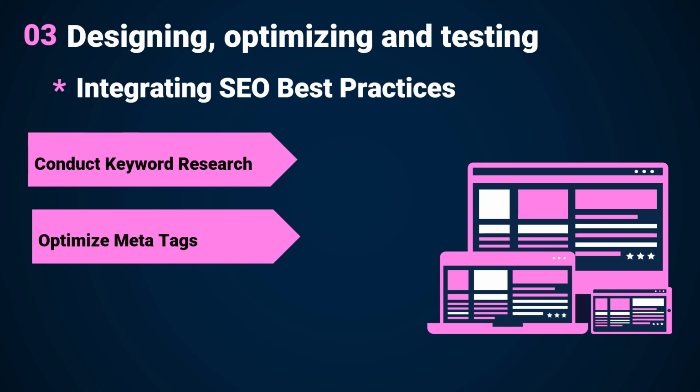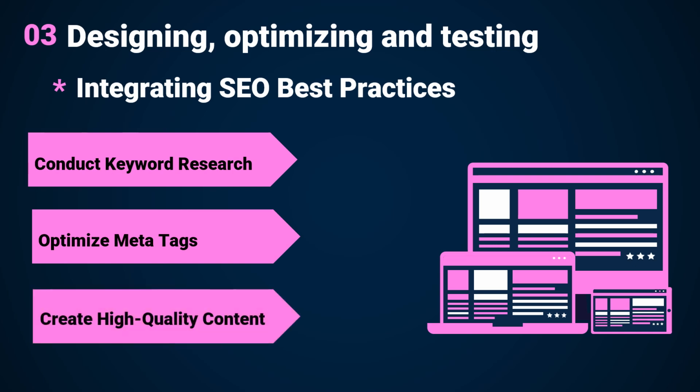By optimizing meta tags, such as the title tag and meta description, you can improve your website's visibility in search engine results and attract more organic traffic. High-quality content is crucial for both users and search engines. By creating informative, engaging, and relevant content, you can attract more visitors to your website and improve your search engine ranking. Additionally, regularly updating your content can help keep your website fresh and relevant.